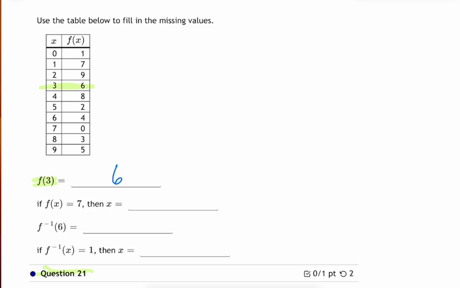It says if f of x equals 7. Now remember, this was your x. This is your y value. What is your x? So this one, we are looking for a y value of 7. That might have more than one answer if it is a function. So when does the y value equal 7? Well, when x is equal to 1. That's this point right here.